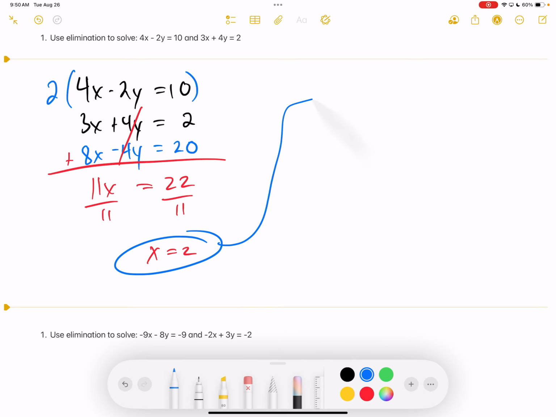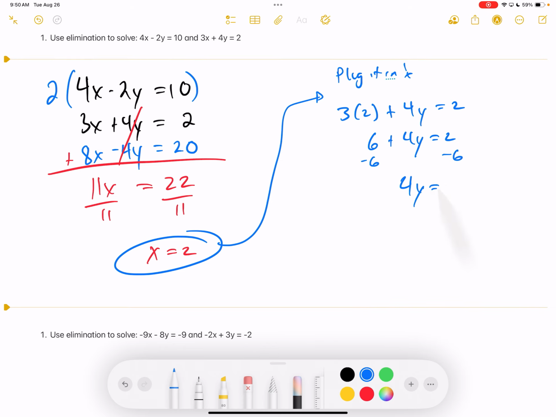And again, just like before, once I get 1, I'm going to plug it in. I'll plug it into the bottom one this time. So I plug a 2 in for my x. I get 6 plus 4y equals 2. Subtract 6 from both sides and divide by 4. And I get my intersection point of (2, negative 1).